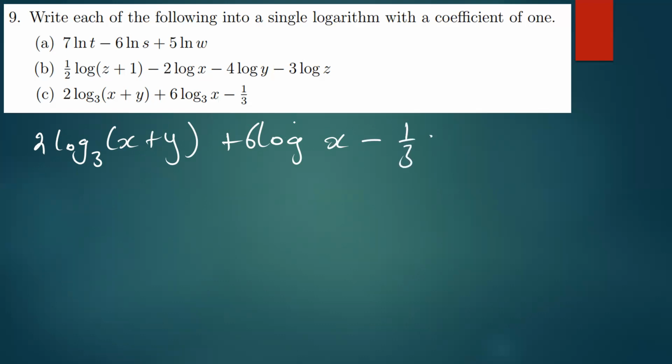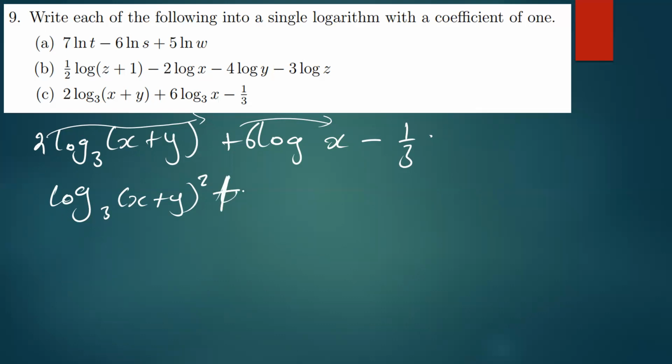Okay, so what you do with this is you first take the powers up. So you take the power up there, you're going to have the log of x plus y base 3 to the power 2. Then you have another, so it's a plus, we have log x to the power 6 minus 1 over 3.